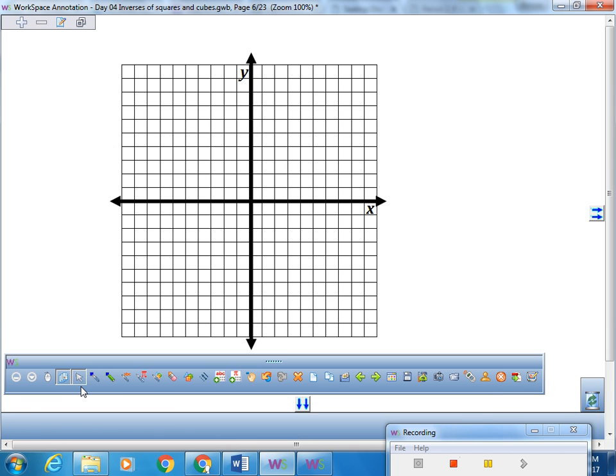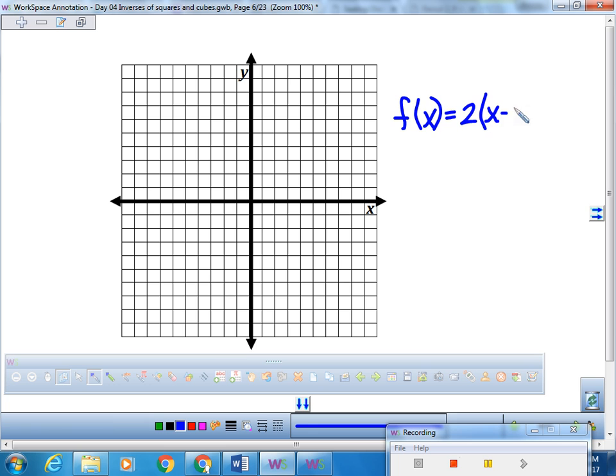Okay, so here would be one. We'll do something with a 2 in front of it. So f of x equals 2 times (x minus 3) cubed plus 1. So I'm going to go over 3, 1, 2, 3, and up 1, plus 1. So there's my vertex. I'm going to go over 1, up 1, but instead of going over 1, up 1, I'm going to go over 1, up 2, because it has a stretch.